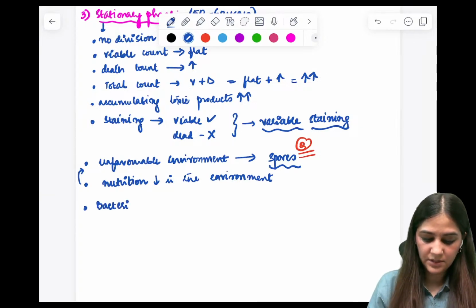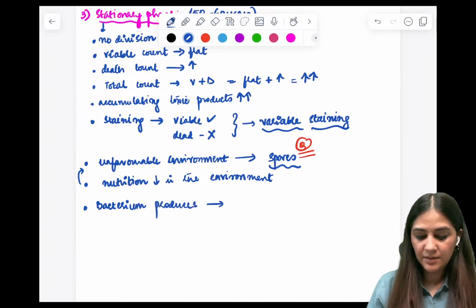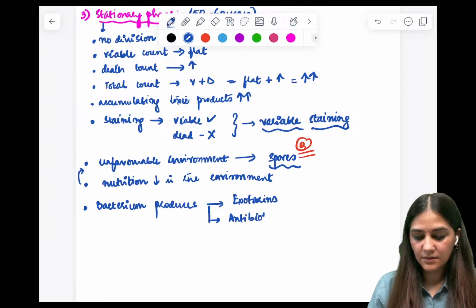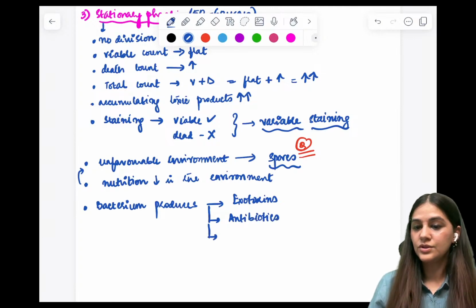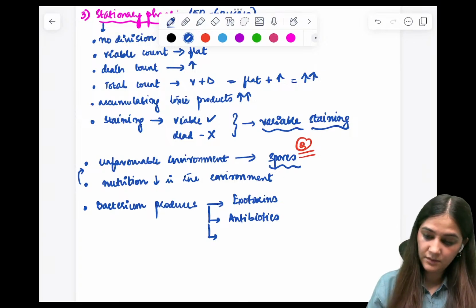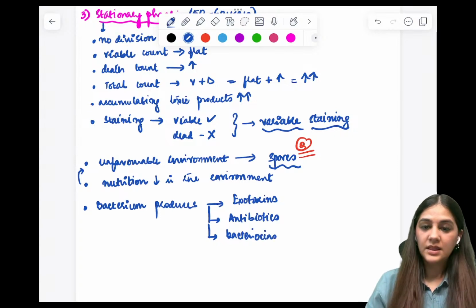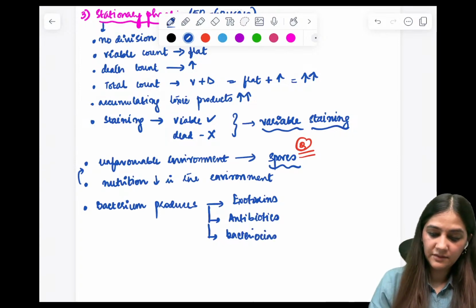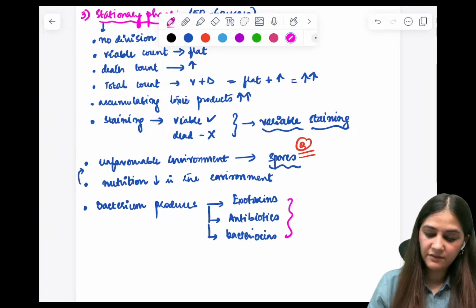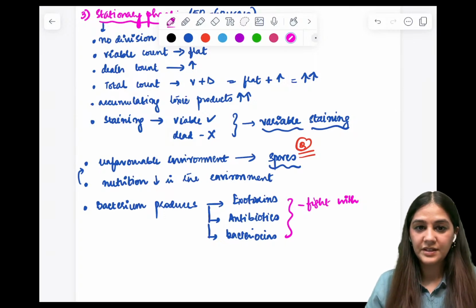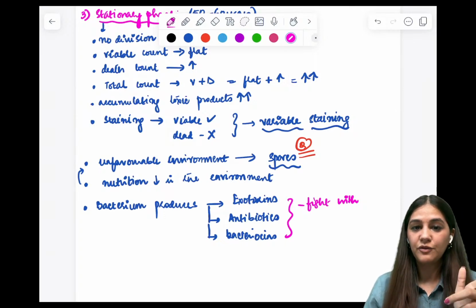Another thing that is happening in this stationary phase is that at this particular phase, the bacterium also starts producing some things. So what does the bacterium produce? It can produce a lot of exotoxins, right? It can produce a lot of antibiotics, and it can produce a lot of bacteriocins. So why are these things produced, by the way? Because the bacteria is now trying to fight with other bacteria. So it's like survival of the fittest because nutrition has decreased, spore formation is taking place.